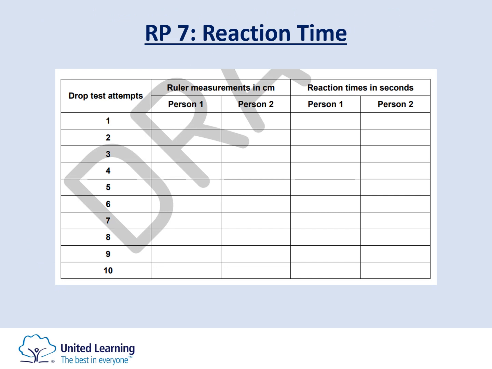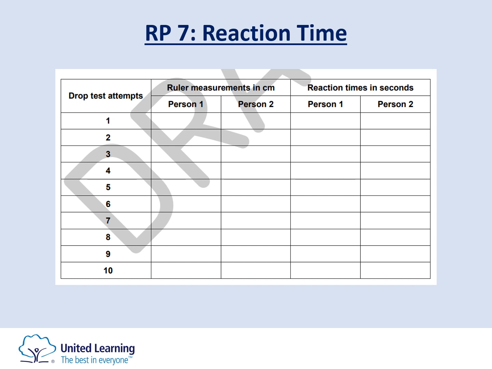The results table for this practical looks like this. You need to make sure that you're dropping a minimum of 10 attempts. We want a bigger number here so that we can see if the reaction time is decreasing with more attempts. You can also see that there are going to be 2 people being tested here.